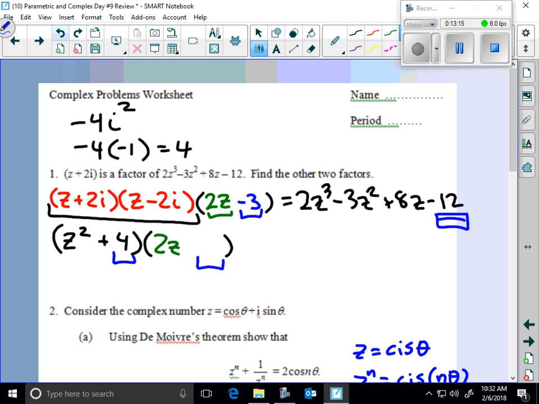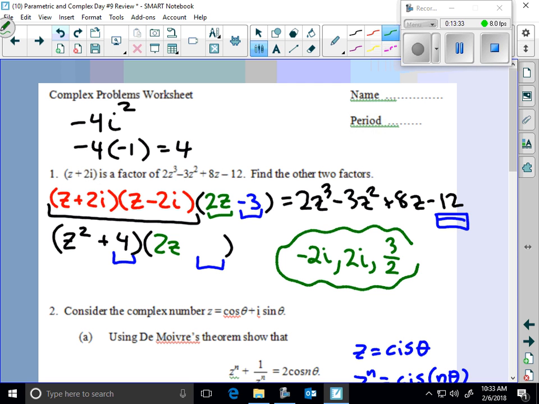All right, so now you have your three factors, z plus 2i, z minus 2i, and 2z minus 3. You can find the solutions or the zeros. Those are the factors. Just remember your zeros would be minus 2i, and what would that be, 3/2? Those would be your zeros. All right, cool.